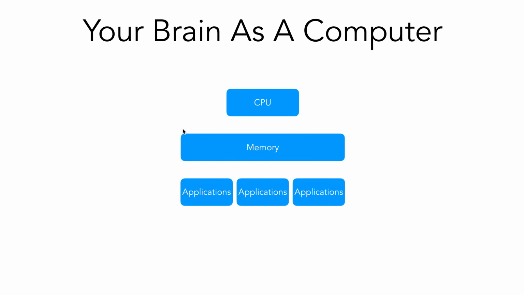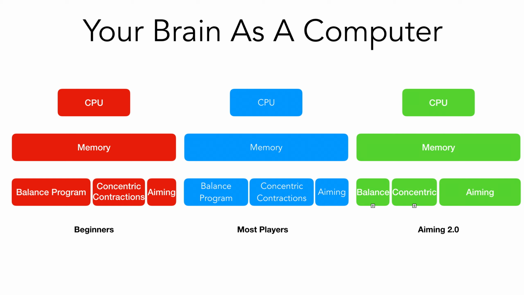We would call this attentional resources, the things that your brain is able to pay attention to. So when it comes to shooting, this is how we can extend the analogy to shooting.